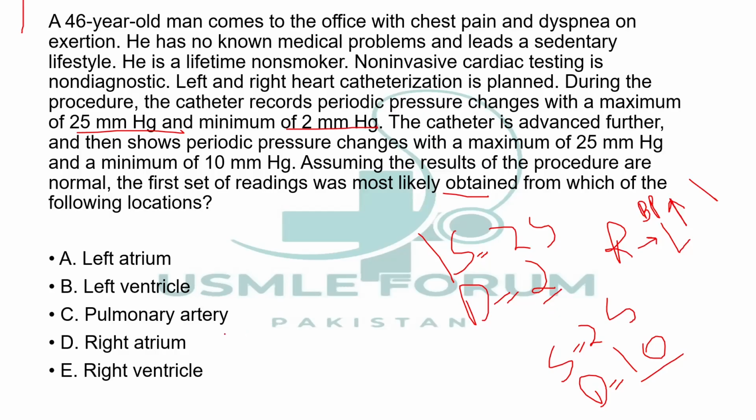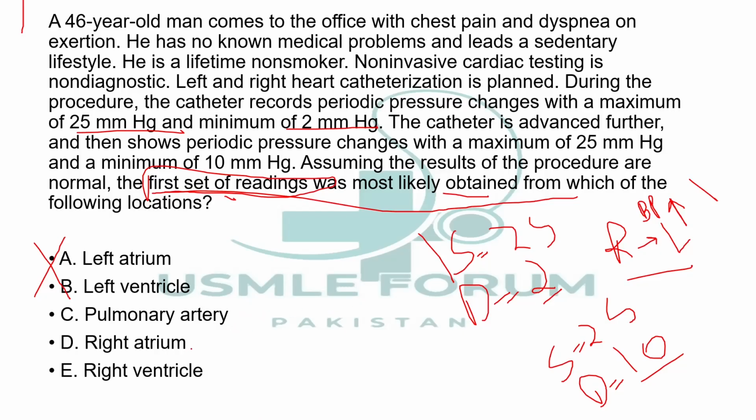So we're not present in the left cavity. We are going from right to left. So they're asking which set of readings was likely obtained, which the first reading. They're asking about what was the first reading, from which location was it obtained from, right? So using logic, all right, you can remember the pressures, but using logic, you can understand that the catheter is going from right to left. It is not present in the left. So we just cancel out the left cavity answers. We just cancel them out. So we're left with 3 options.